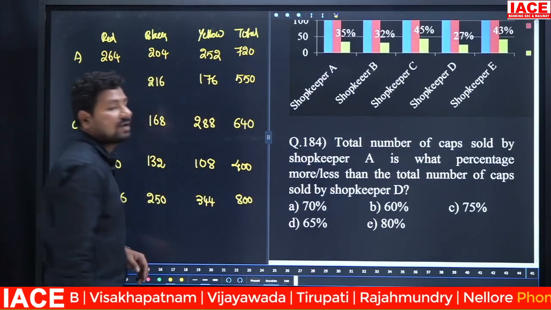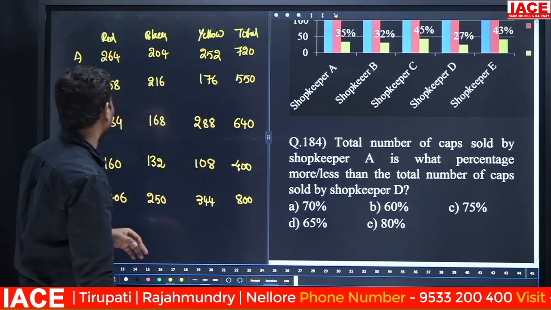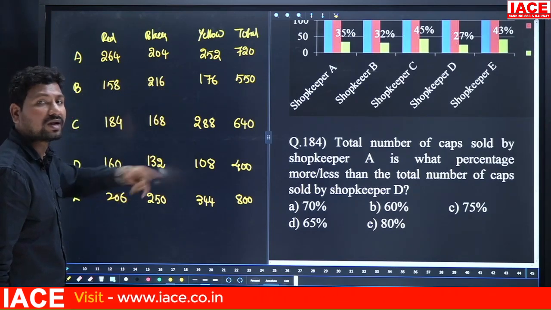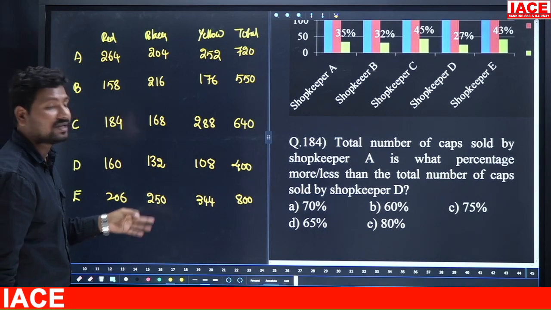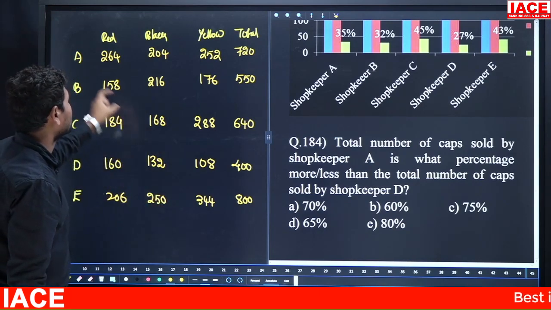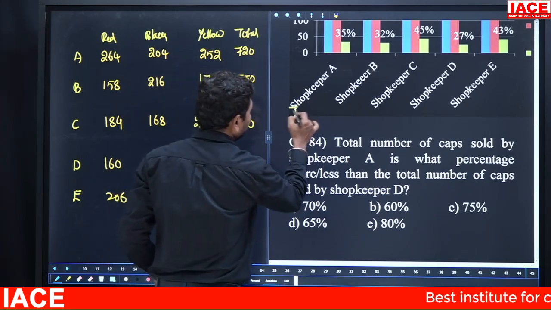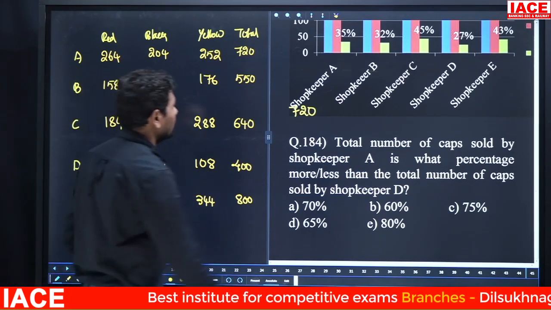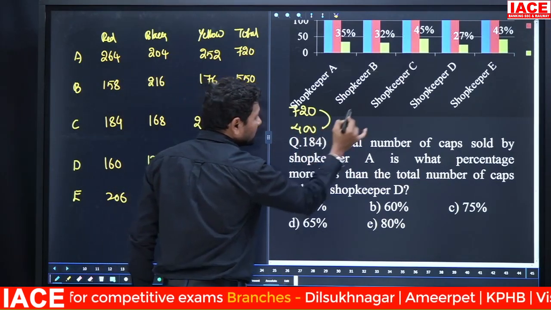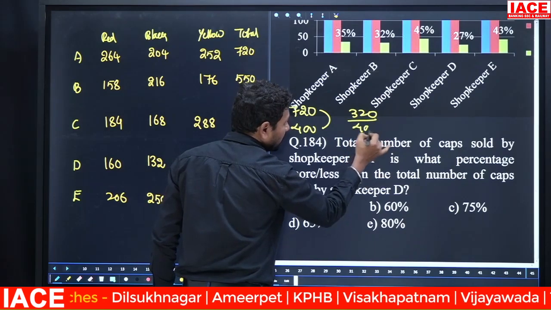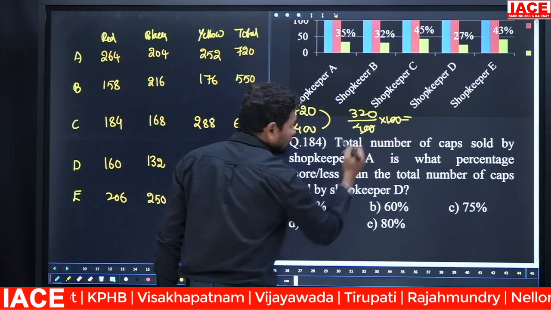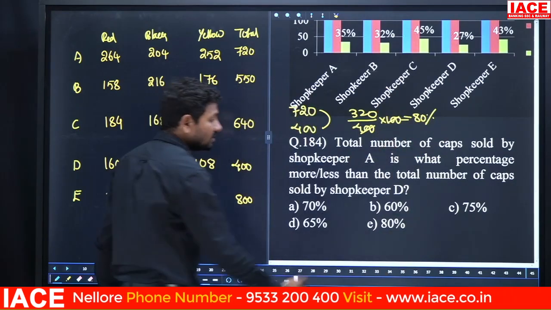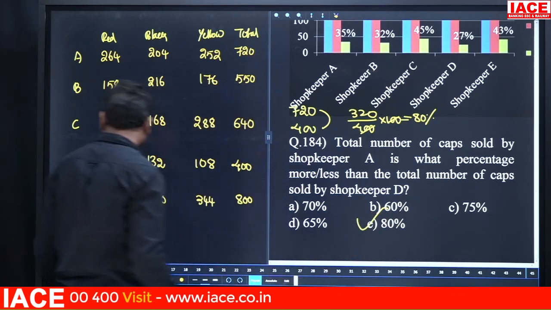Next, the total number of caps sold by shopkeeper A is what percentage more or less than the total number of caps sold by shopkeeper D? The total number of caps sold by shopkeeper A is 720, and by shopkeeper D it is 400. 720 to 400 means how much more? 320 more. Comparing to 400, we need percentage, multiply with 100, the zeros cancel. 320 by 4 is equal to how much percentage? 80%. 80% means which option is correct? Option E. Option E is correct.